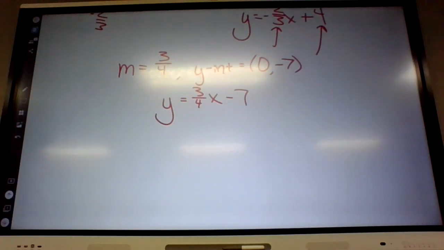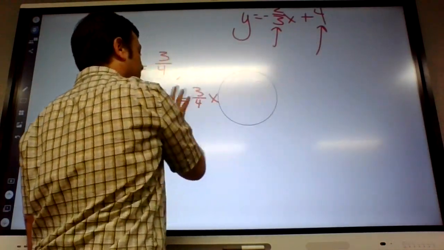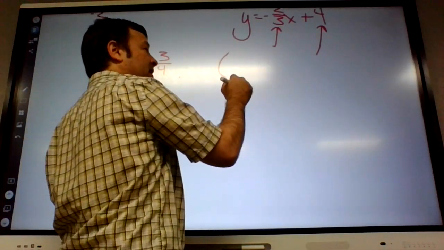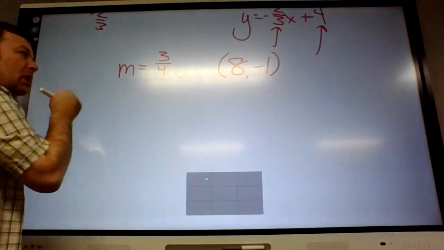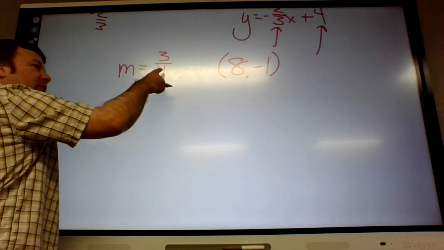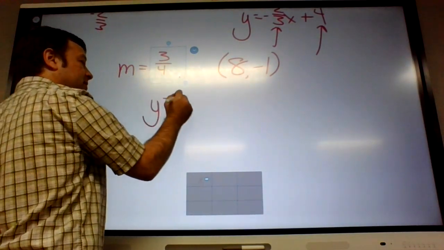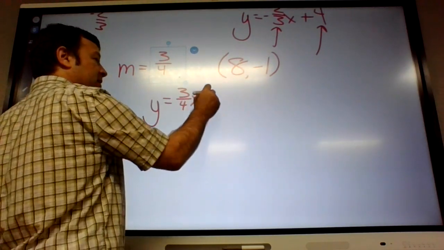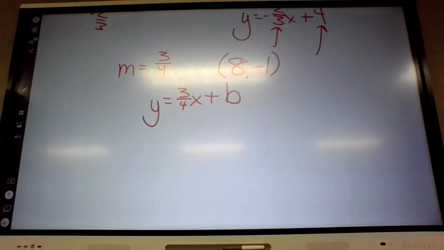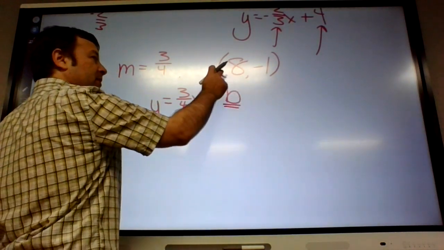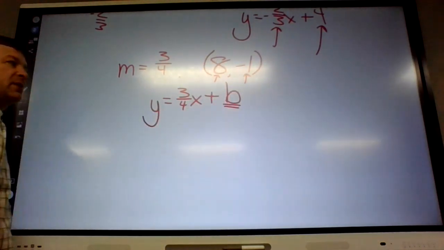Okay, unfortunately they're not all that easy. Instead of giving us the y-intercept, a lot of times here's what's going to happen. They're going to give us a point that the line contains. Let's say it's (8, -1). So how do I write an equation of a line with this slope that goes through this point? Well, here's how you do it. You put the slope where the slope goes. Now, I do not know the y-intercept yet, so you just put a b right here for now. How do I find the y-intercept? Well, you use this point right here, (8, -1). The 8 is the what value? X. And the -1 is the y.